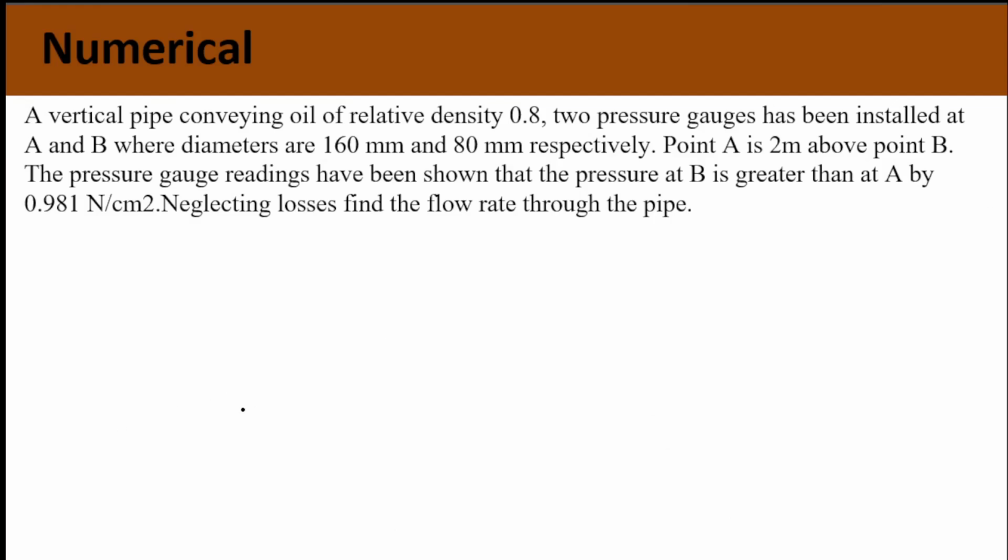Now, the next numerical is written like this: a vertical pipe conveying oil of relative density 0.8. Two pressure gauges have been installed at A and B, where diameters are 160 millimeter and 80 millimeter respectively. Now here something new is given. Point A is 2 meter above point B. The pressure gauge readings have shown that the pressure at B is greater than at A by 0.981 Newton per centimeter square. Neglecting losses through the pipe, find out the flow rate through the pipe.